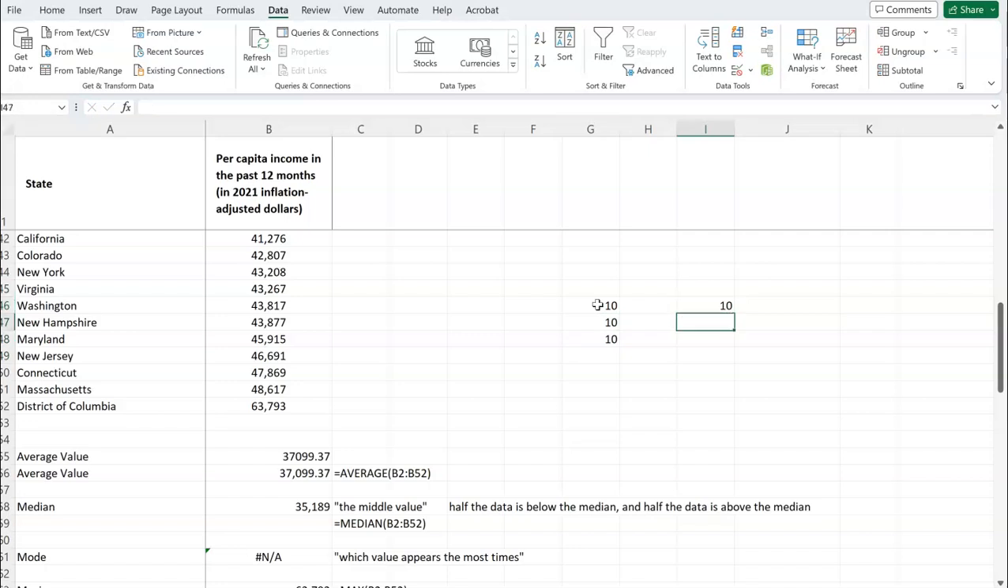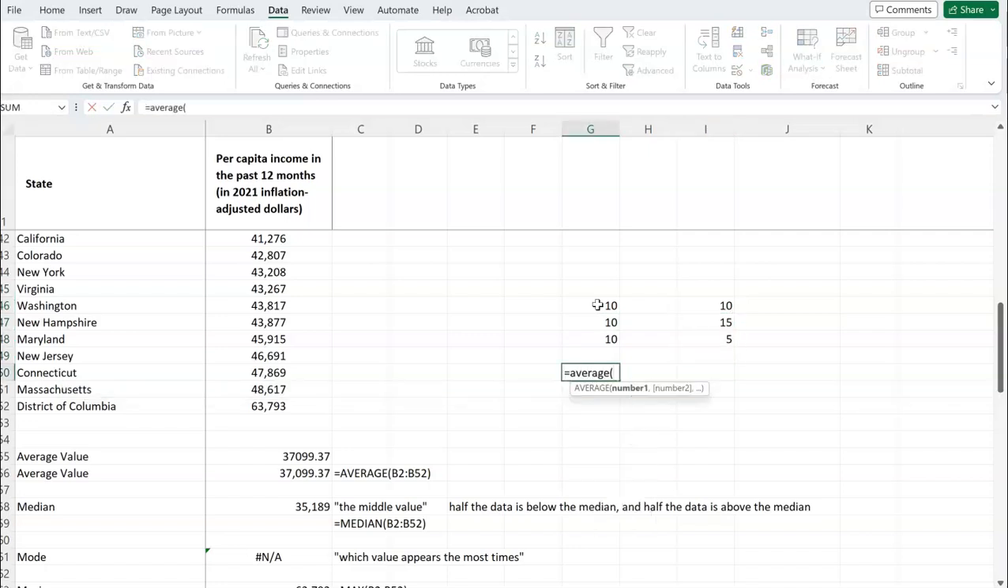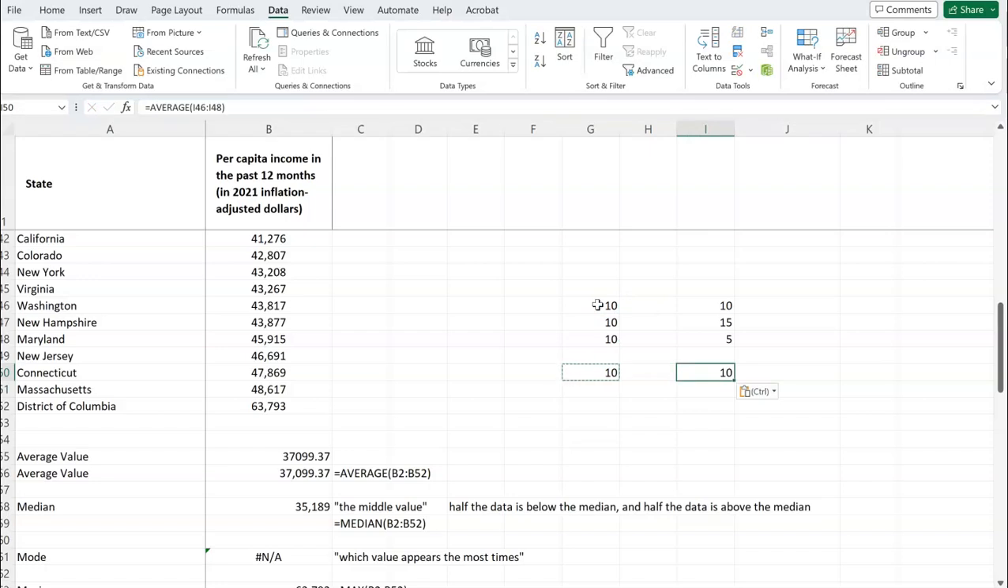The second data set is 10, 15, and 5. So if I were to find the average of these two data sets, the first one will have an average of 10. The second one also has an average of 10. But I can see that in this data set, all the numbers are the same number. So there is no variation in the data.